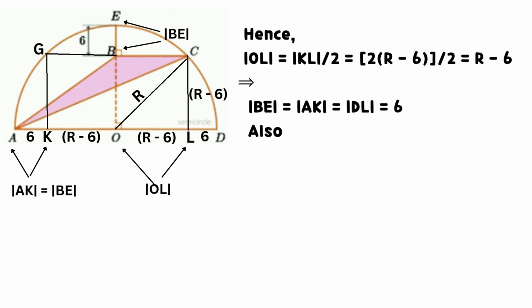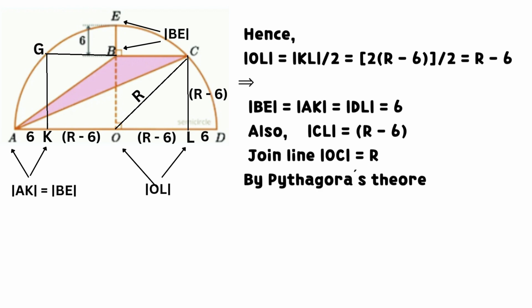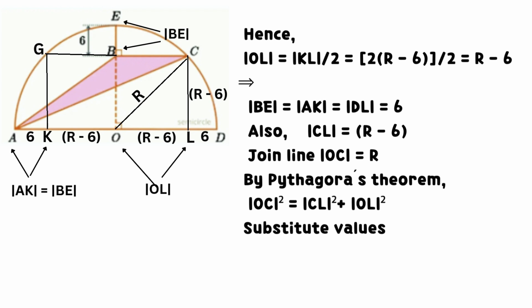Hence, line OL equals half of line KL, which equals R minus 6. As shown on the screen, it signifies that line BL equals line AK, which equals line DL. The result is equal to 6. Also, line CL equals R minus 6. Join line OC, which equals R.